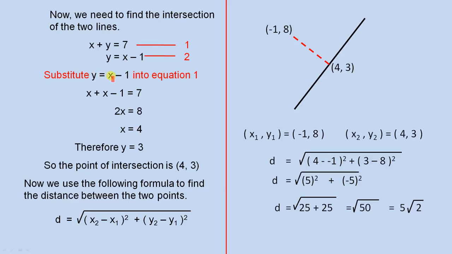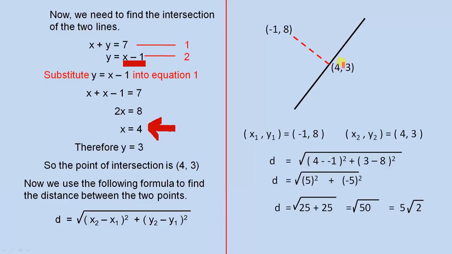So we substitute y equals x minus 1 into equation 1. There's x minus 1, and that's the value for y. So we put x minus 1 in there. We do our substitution and we simplify, and we arrive at x equals 4. So the x coordinate of the intersection is 4. When we substitute 4 here into that equation, we get y equals 3. So the point of intersection is 4, 3. So there it is there.